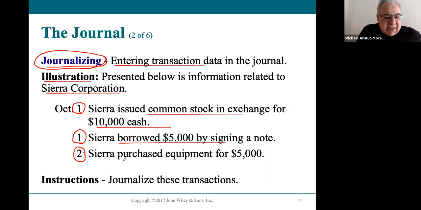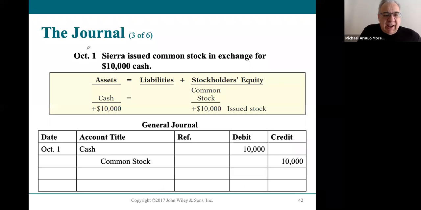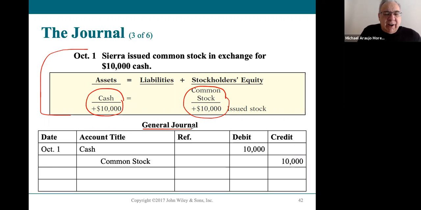And then the very next transaction, they bought equipment for cash. We thought about, okay, we have more equipment, and so that's a debit to equipment, but we have less cash. And so cash shrinks on the credit side, so a credit to cash. So we thought all about this. Now it's time to write it down. And that's really all we're doing with the journal. So again, all the analysis we went through in Learning Objective 1 and 2 is all about that analysis. Once you figured out that we have a debit to cash and a credit to common stock, that's what we write in the journal.